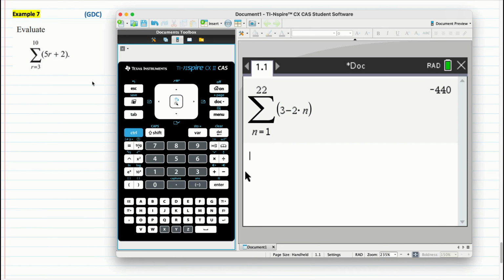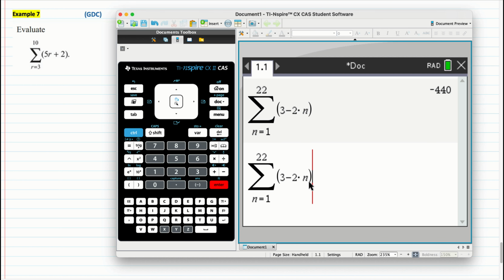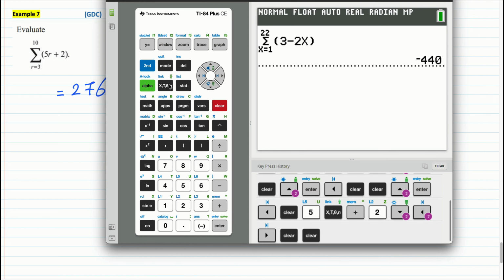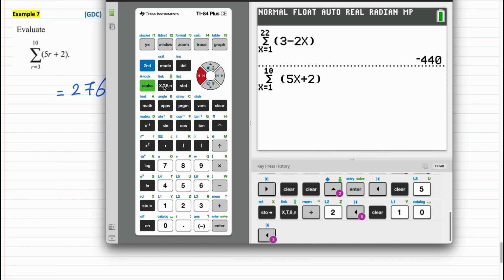In example 7, you want to evaluate the sigma notation using the GDC. So we're gonna do it on the TI-Nspire first. As in the last example, you may go up and press enter to copy the previous line and just edit it. So 5r plus 2, from r equals 3 to 10, 276. In the same way, you can use the TI-84: go up, press enter to copy the last line, write 5x plus 2, to 10, go back to x equals 3, 276.